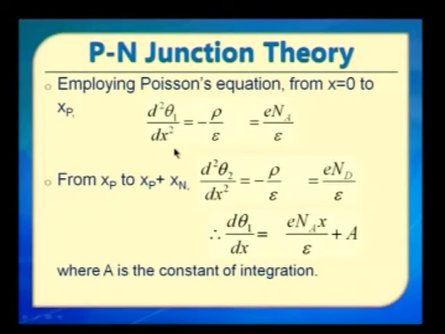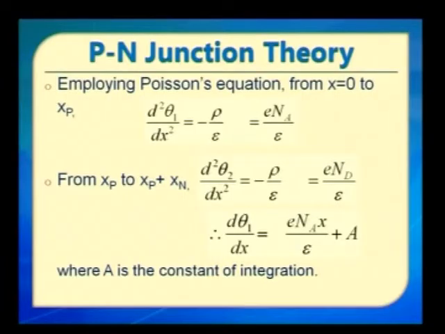A similar expression we have to obtain for theta 2 also, that is the second region. So, employing Poisson's equation from x equal to 0 to x p, d square theta 1 by dx square is equal to minus rho by epsilon, that will be equal to E times n a by epsilon, that is what we wrote earlier, right. Now, coming back to the other region, this is the region starting from x equal to 0 to x p. Now, we have to concentrate in the other region of the depletion region extending from x p to x p plus x n. In this region, as I told you, the potential will be theta 2.